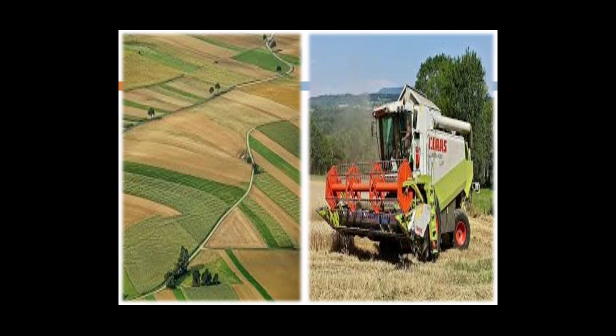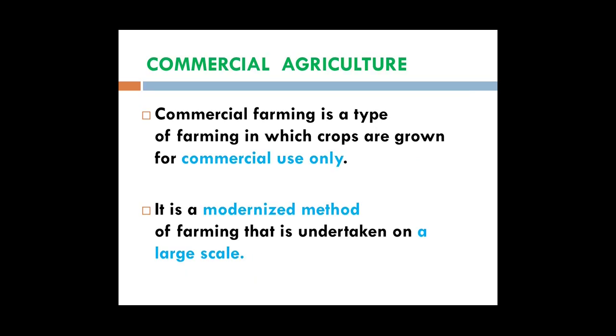Now next in the list is commercial farming. So the name itself says it is for profit, for commercial purpose. Let's read about it. Commercial farming is a type of farming in which crops are grown for commercial use only. It is a modernized method of farming that is undertaken on a very large scale. So modern methods of farming are used and farming is done on a very large scale, like a lot of crops are produced for market, for profit.